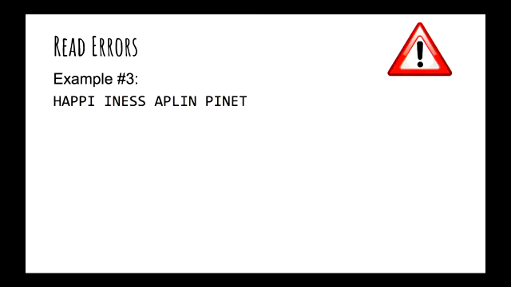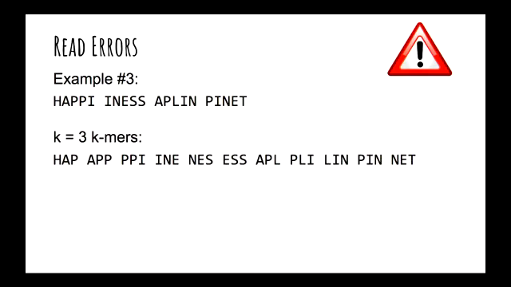All right, so the first thing I want to do today is introduce read errors and what happens to our graph when we have errors in our reads, and how that affects our graph. So we've got these four reads: happy, innes, applin, and pinnet. And we get all of the three-mers. So the k equals 3 k-mers, which are hap, app, ppy, inn, nne, nes, ess, apl, pli, lin, pin, and net.